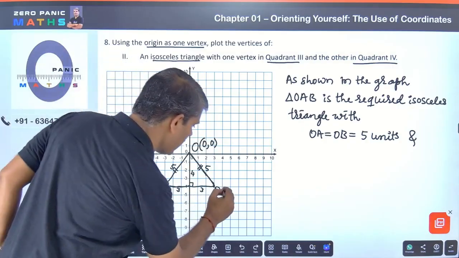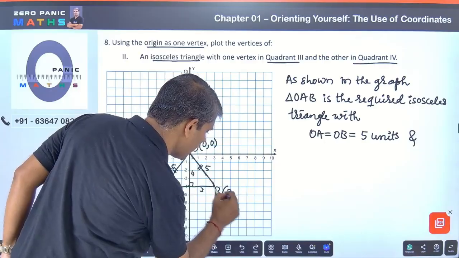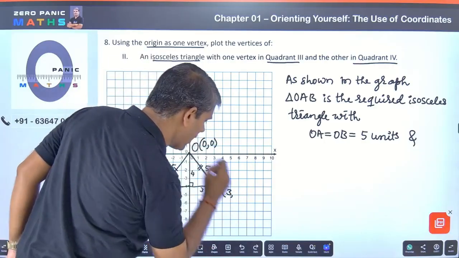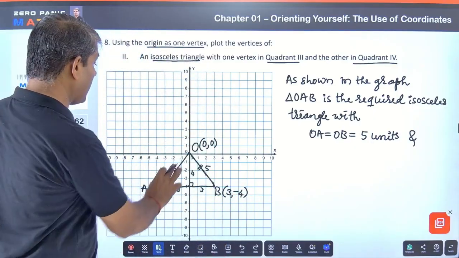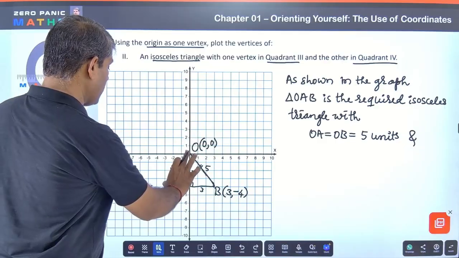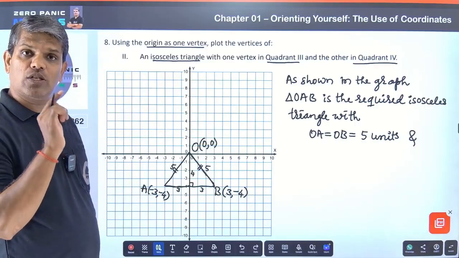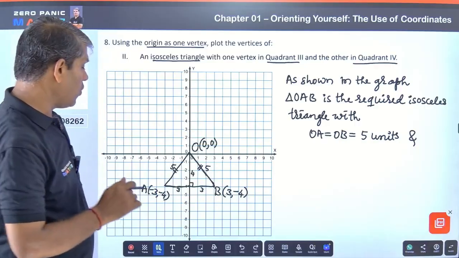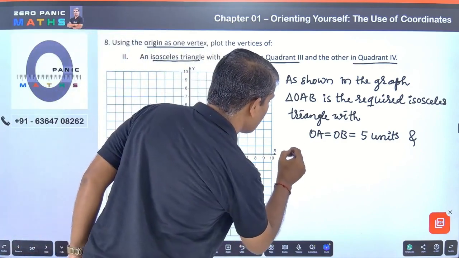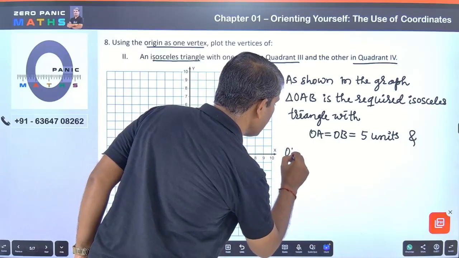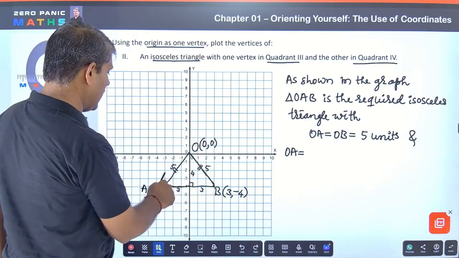Similarly, what are the coordinates of B? It is positive 3 on the x-axis and negative 4 towards the y-axis. Now let us find the length of OA and OB by the formula, the square root of x2 minus x1 whole square plus y2 minus y1 whole square. So here OA is equal to the length of this.